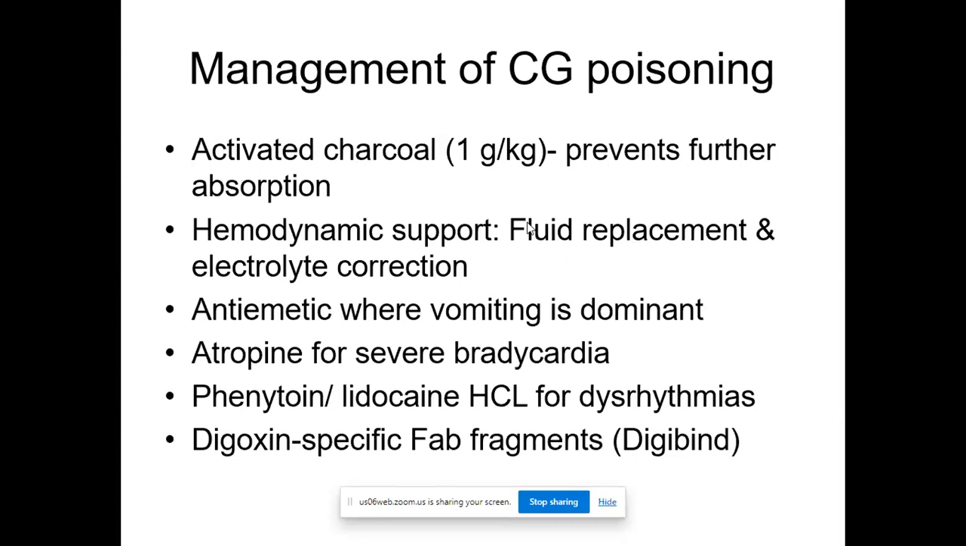Management. How do you manage in case somebody has gotten this poisoning? Activated charcoal to prevent further absorption. So that will mean you'll have to administer it at least within 30 minutes after ingestion. Then there's hemodynamic support, fluid replacement, electrolyte correction. Antiemetic where vomiting is dominant, as you'll see further that some of these CGs have emetic activities with large doses. Atropine for severe bradycardia, phenytoin for arrhythmia. So basically, it's just managing the symptoms that will occur.